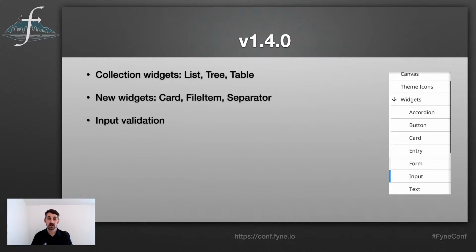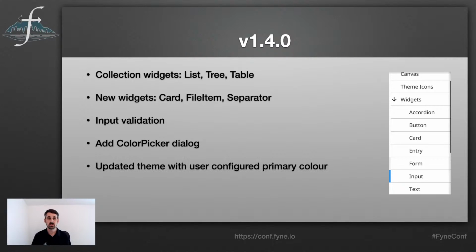We added input validation so that you can give users feedback as they're typing. Not too intrusive, we hope. It hints at just the right times that they may wish to go back and check something. We added a color picker dialog to the collection of dialogues that are provided. And we updated the default theme. This took the opportunity to allow user configuration of the primary color. The default is still blue. It's changed a little bit, but people can now pick one that better matches their mood or preferred color.